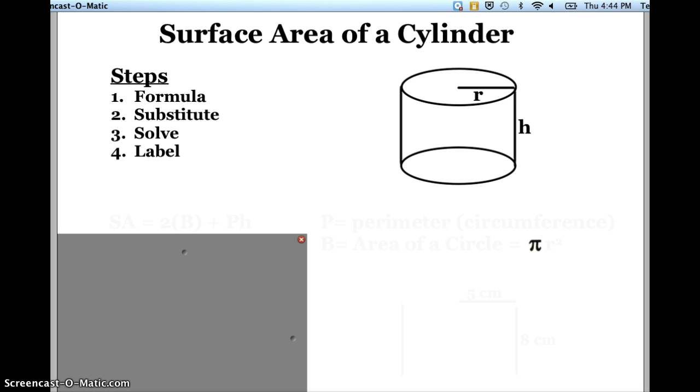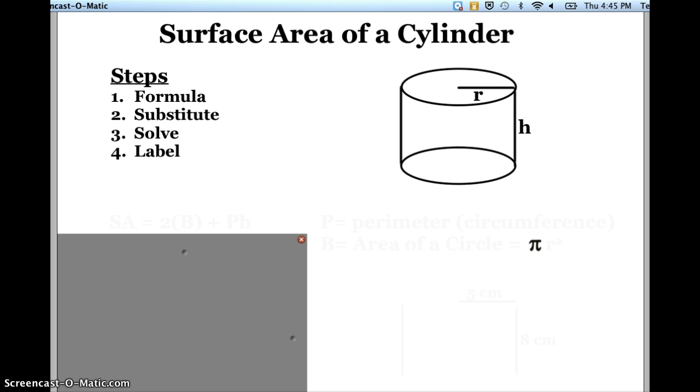Now, just like in volume of a cylinder, I have 4 steps that I have to follow for all these problems. And in order to get all your points when you take the tests and quizzes, you have to do all 4 of these steps for each problem. Those steps are to write a formula, then substitute in the variables with numbers, then solve the problem one step at a time, and then put the appropriate label on the problem, and that means the correct units.